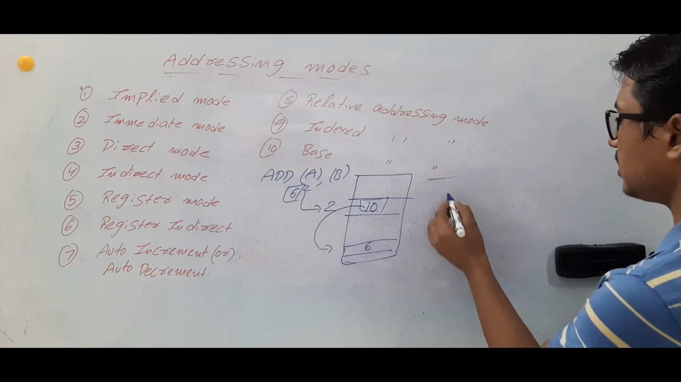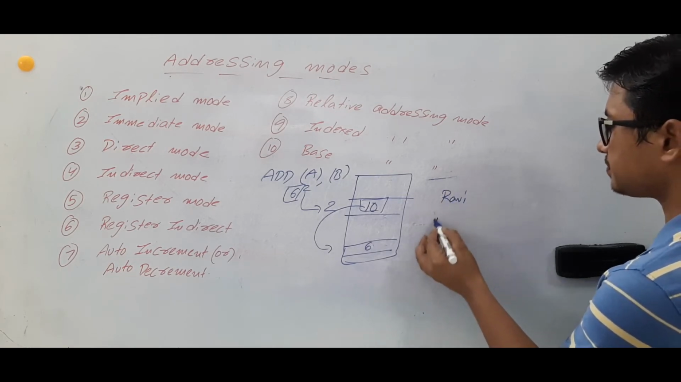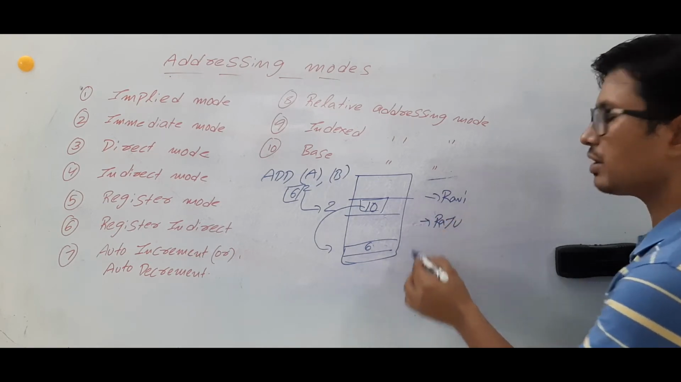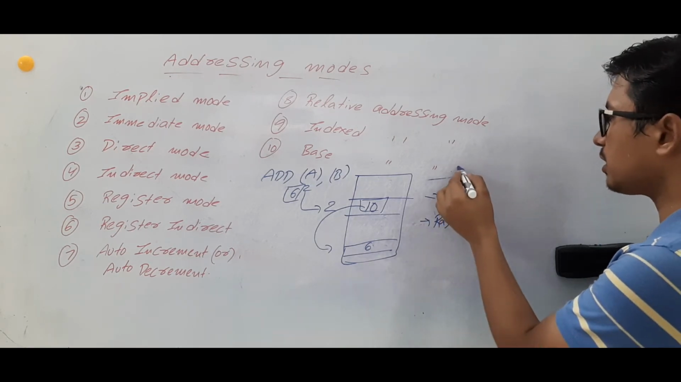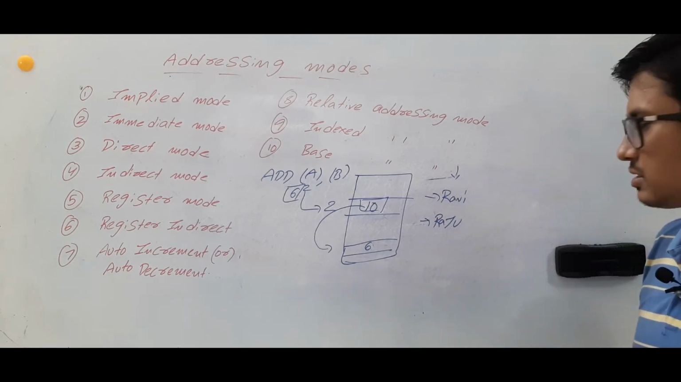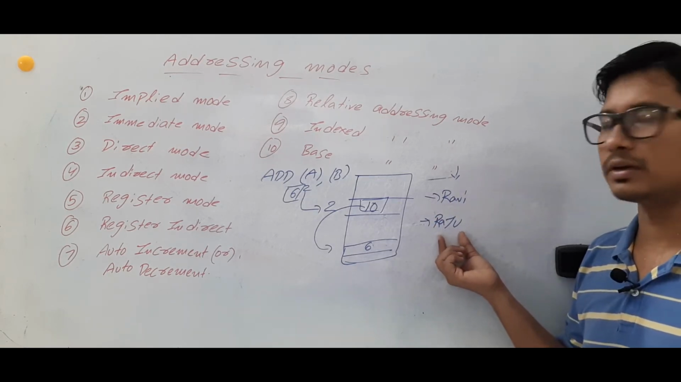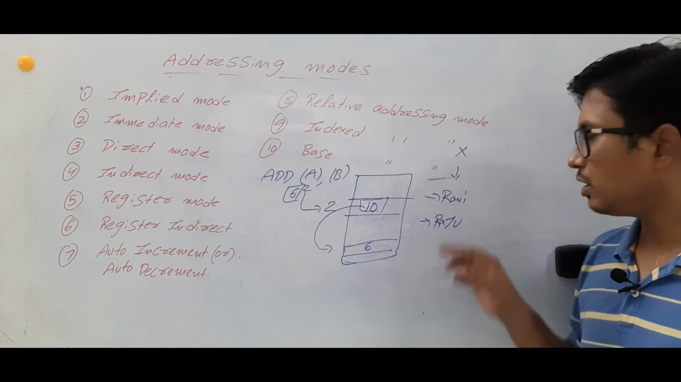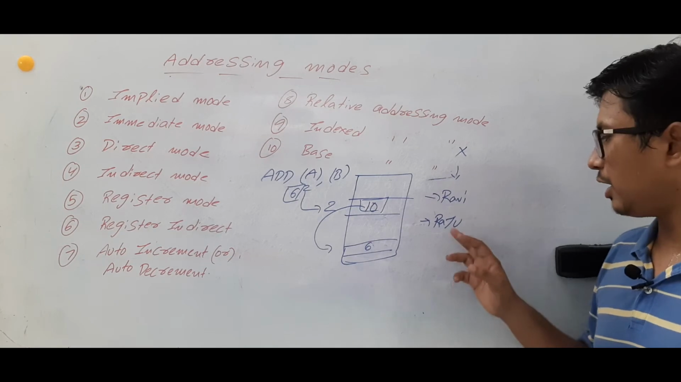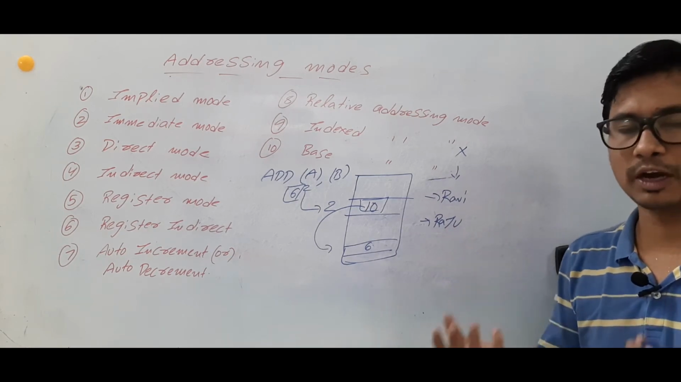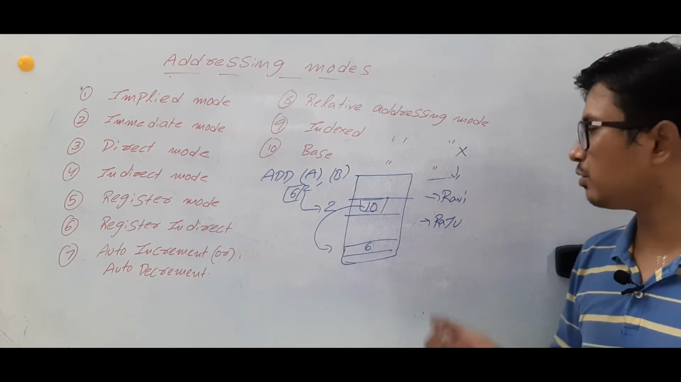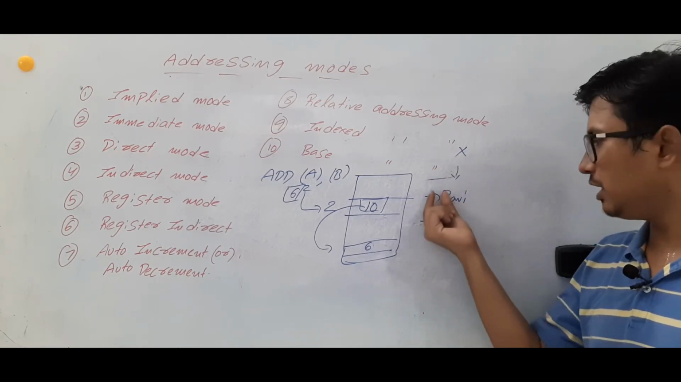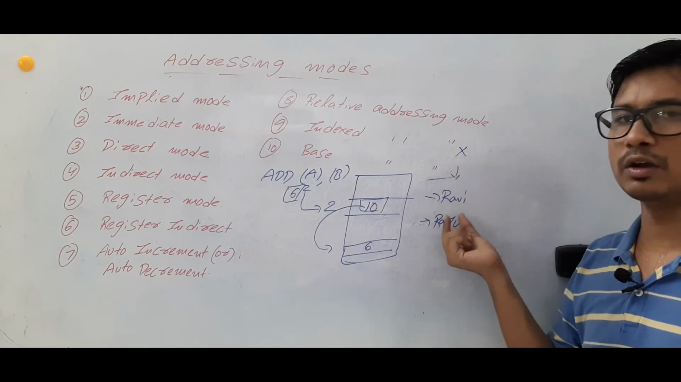Suppose let's take that Ravi and Raju are there. Now you know that Ravi and Raju are friends. Let's take that you are some X. You have only Ravi's phone number and you want to contact Raju, but you don't have Raju's phone number. Then what will you do? First you will call Ravi and ask for Raju's phone number. He will give you Raju's phone number. Then you will contact Raju.